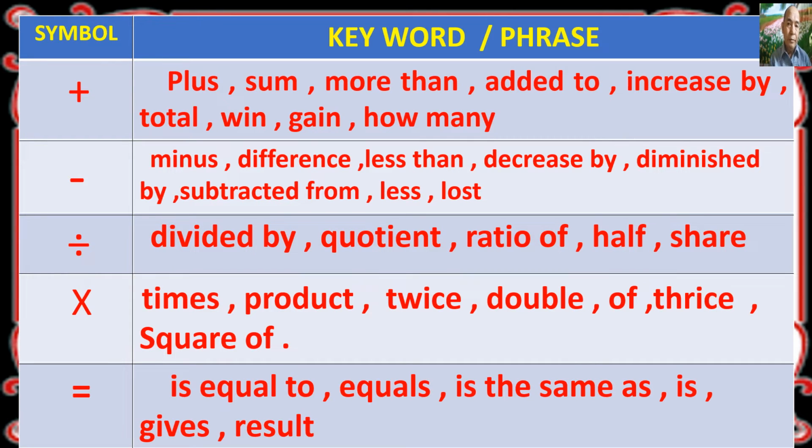Now, for addition, here are the words that mean addition. If we see the word plus, it means addition. Sum is the result of addition. If we say more than, then it follows that we are going to add. Added to, meaning we are going to add. Increase by: if we increase such a number, it means you will have to add. The word total indicates that you are going to add two or more numbers.